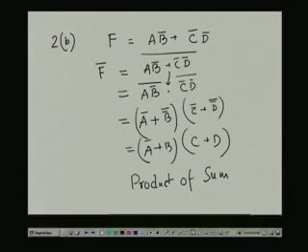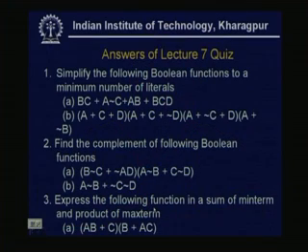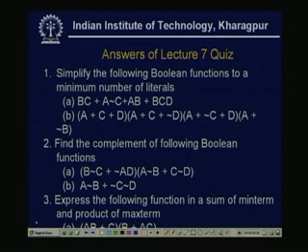Now, we see question number 3. Question number 3 is: express the following function in a sum of min terms and product of max terms. In the last lecture, we defined the min terms and max terms and the sum of min terms and product of max terms. So, now we have to represent (a b plus c) into (b plus a c) in that way. See how we can do that.